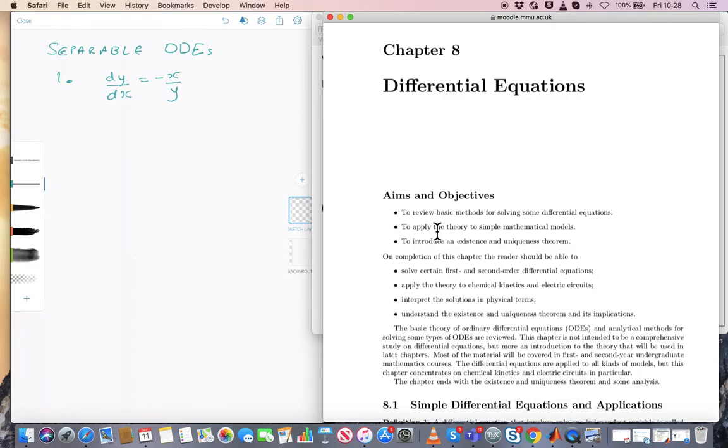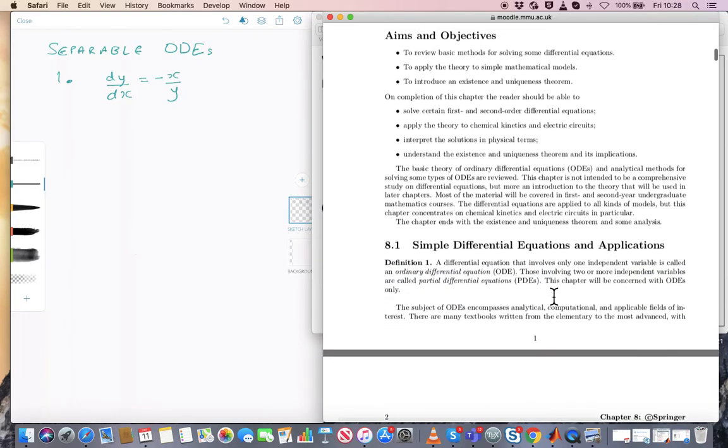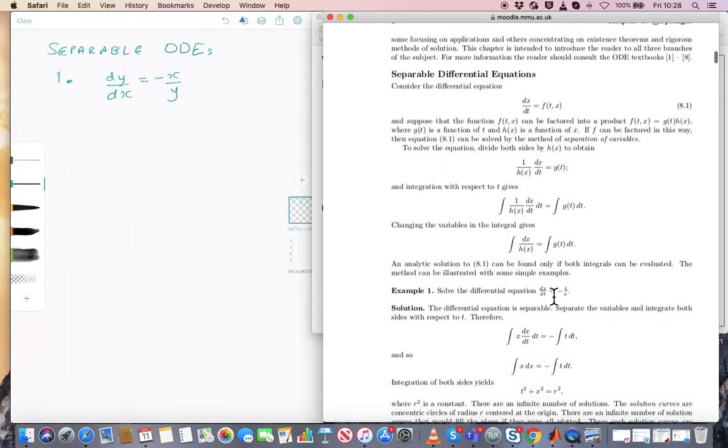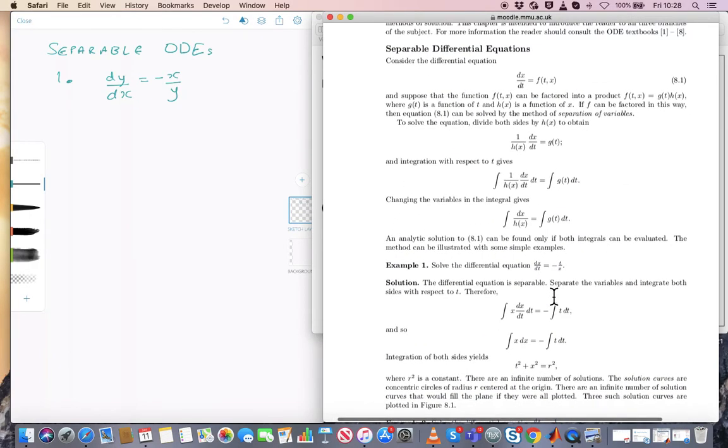The aims and objectives: we're going to review basic methods for solving some differential equations. We'll apply the theory to simple models, in particular chemical kinetics, population modelling and electric circuits. I'm going to introduce you to existence and uniqueness theorems. We'll just understand these, we won't go into all of the analysis, and we're going to interpret the solutions in physical terms. So the first type of differential equation we're going to look at are simple separable differential equations.